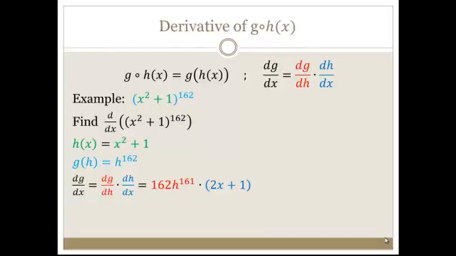As we did in the last example, we want to put this all in terms of x, so we need to replace h with x squared plus 1. For our final result, the derivative of (x squared plus 1) to the 162 power is 162 times (x squared plus 1) to the 161, all times 2x plus 1.